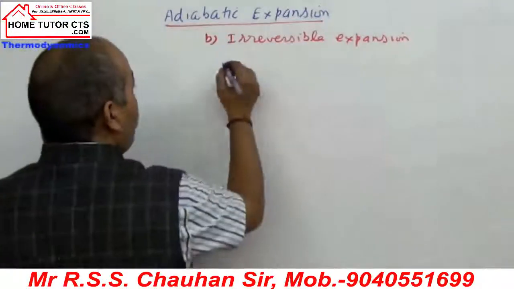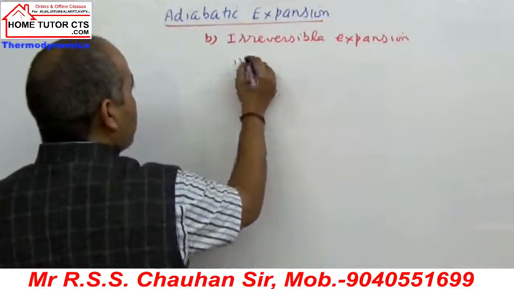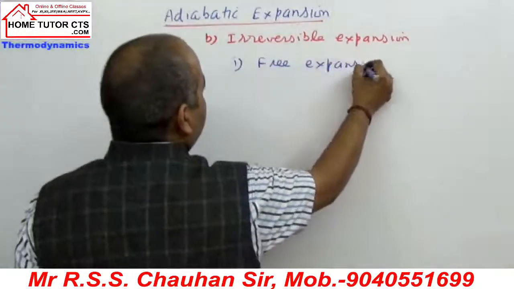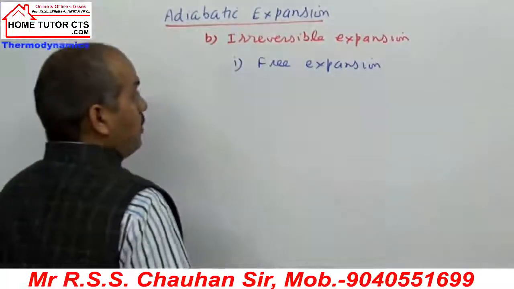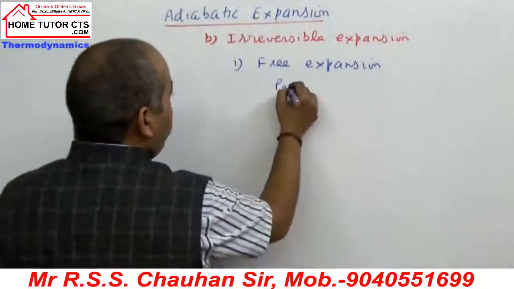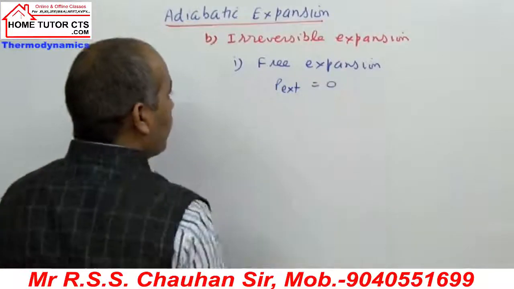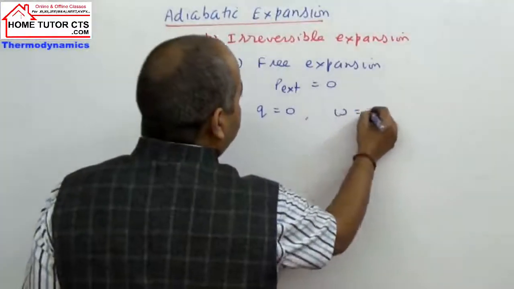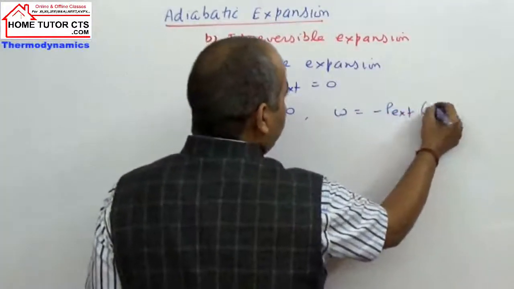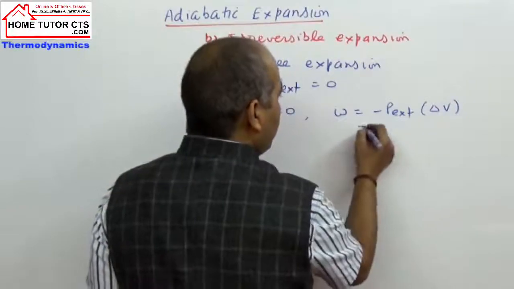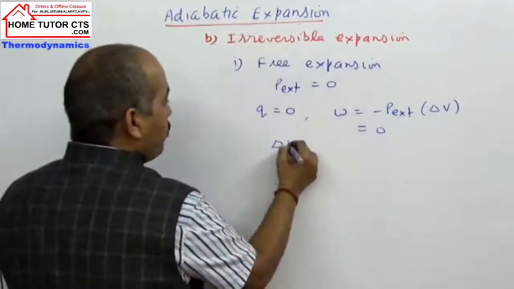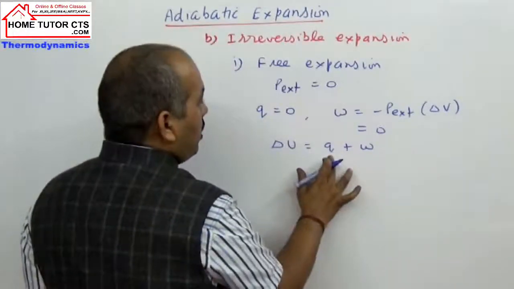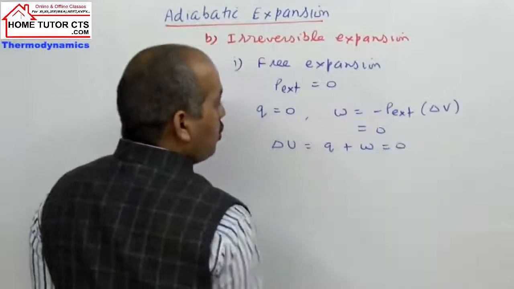So in this case we can have again two cases possible. First, free expansion of the gas. In the free expansion what happens? What is P external? 0. You can take in this case what is Q? Already 0. What is work done taken here? Minus P external into delta V. It is 0. Now as per expression, what is delta U? Q plus work. Q is 0. Work is 0, so delta U will also be 0.